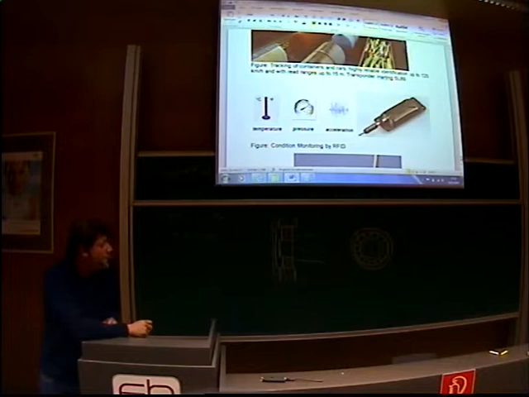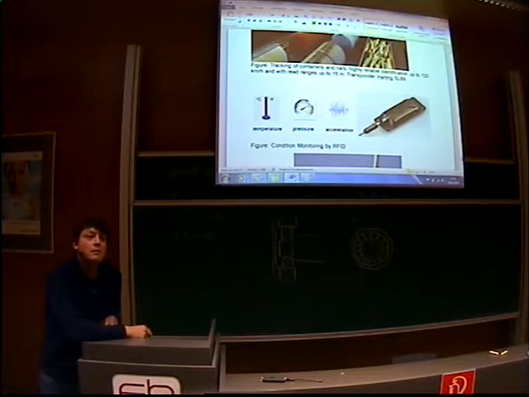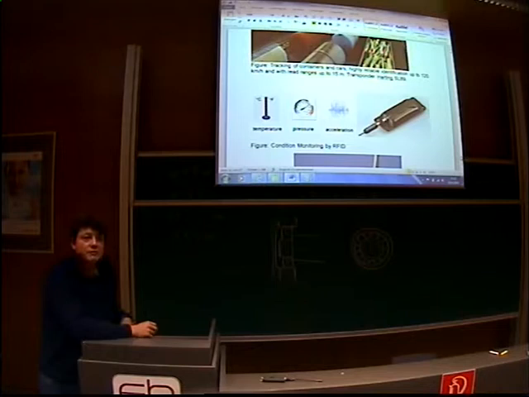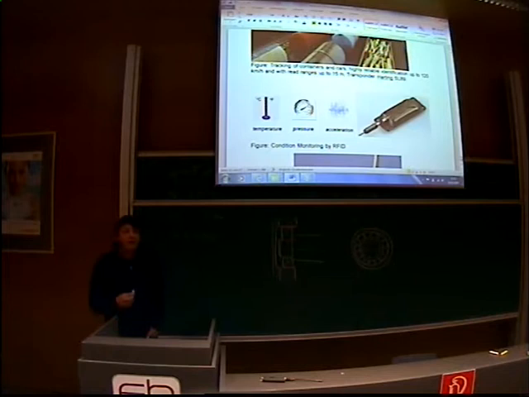A ball bearing has a certain service time, so after a certain time of revolution, it will fail and it has to be changed. So it's very interesting, when do we have to change the ball bearing? Normally, you change it at a certain interval of time, for example, for a power station. Each 3 years, you have to change the ball bearings. So it would be much better if you know the condition of the ball bearing.